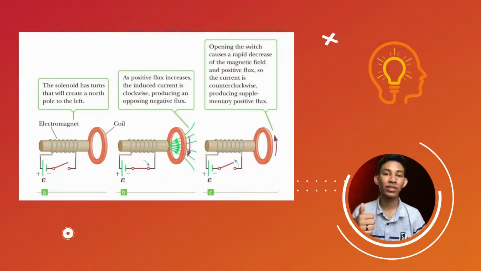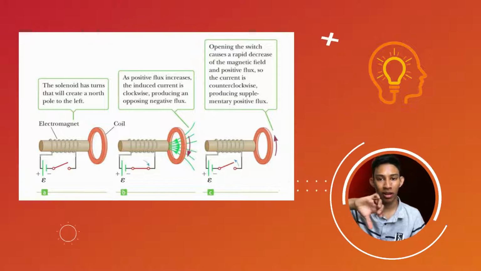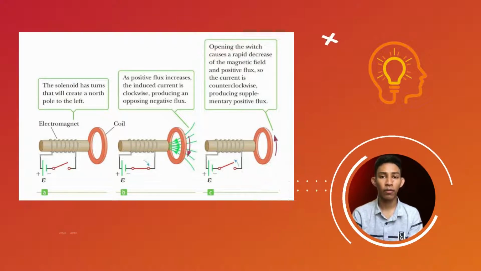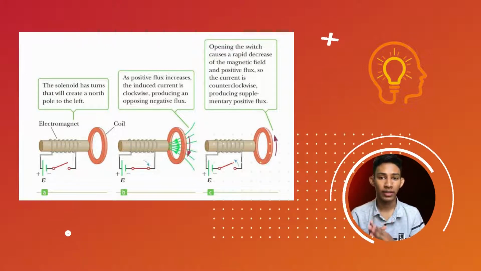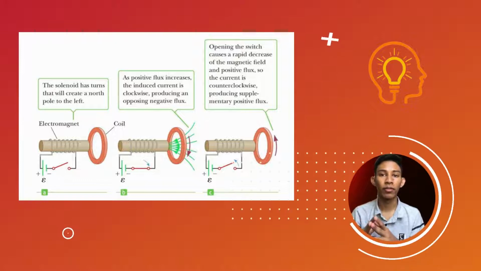Turning the right hand so the thumb is pointed downward, the right fingers can curl through the coil and to the right. The induced current in the coil follows the direction of the right thumb, which is clockwise as viewed from the left end of the coil.